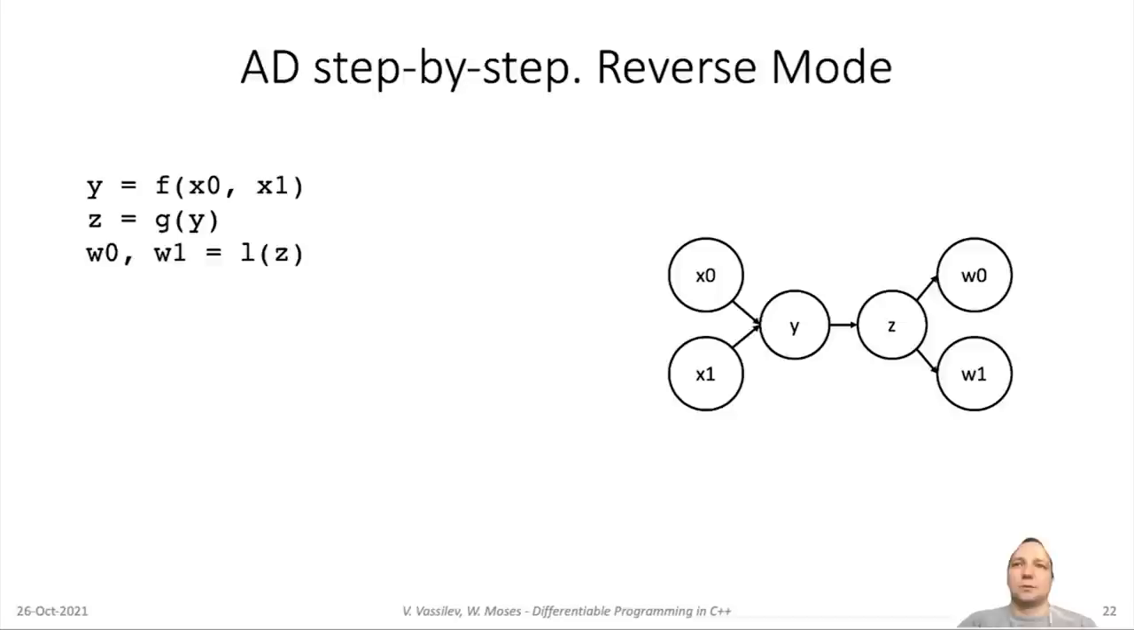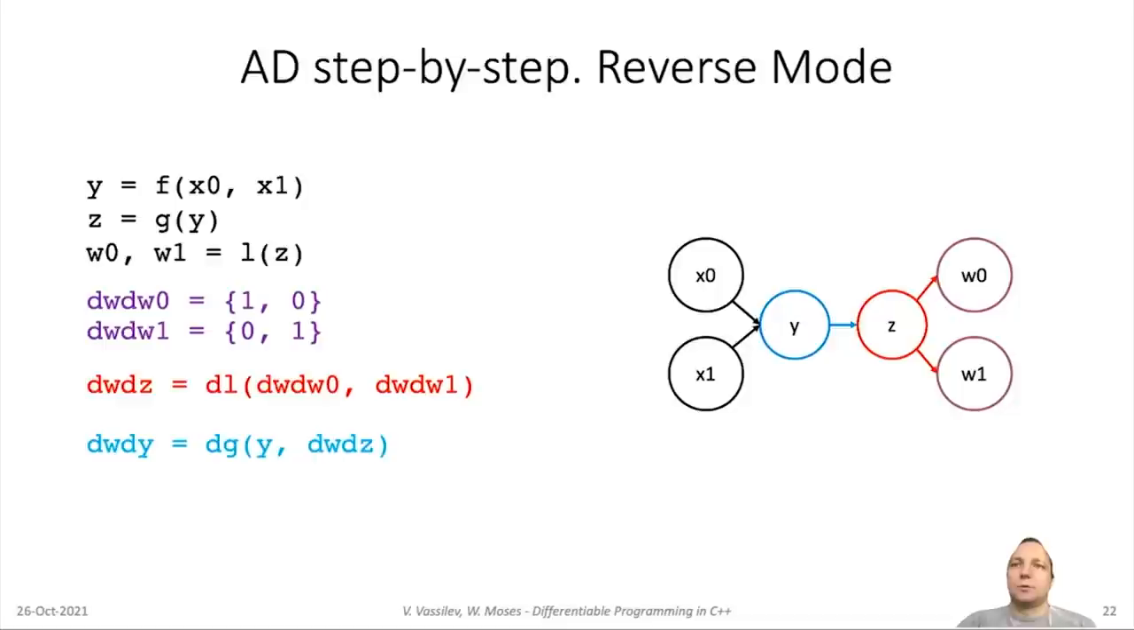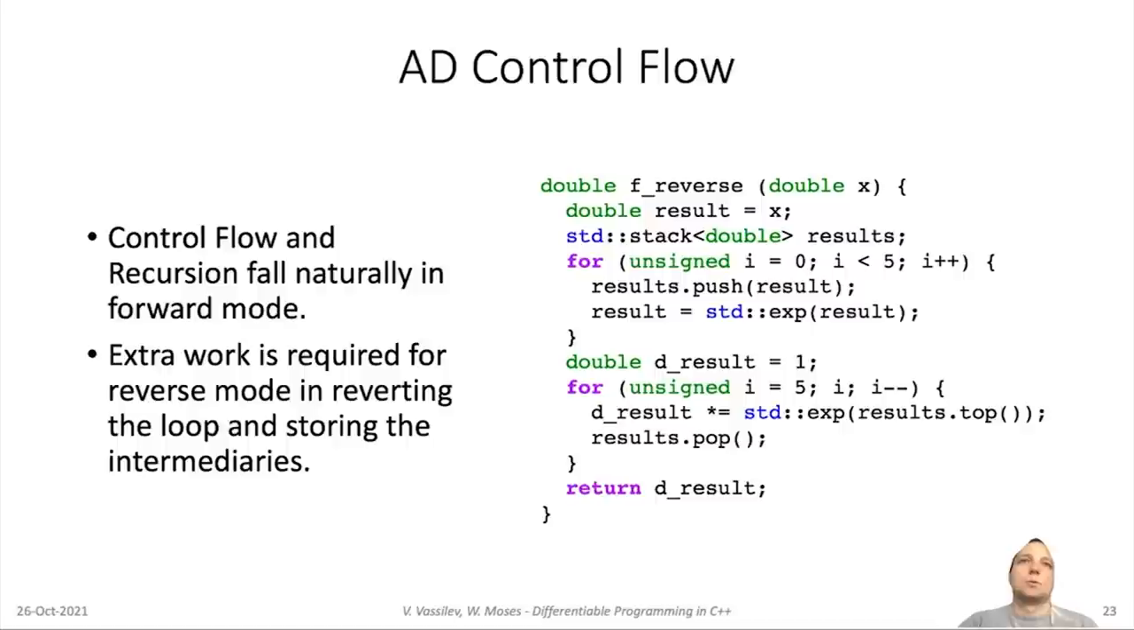Let's go over it. We start again, this time with dw/dw0 and dw/dw1, and they are set to 1. Then we propagate back to dw/dz. Then we propagate to dw/dy. And finally, we propagate back to dw/dx0 and dw/dx1. And this is how the reverse mode algorithm works. Since we work with algorithms, control flow in forward mode is trivial to implement, including loops, iteration and recursion. Extra work is required for reverse mode to support recursion and control flow.